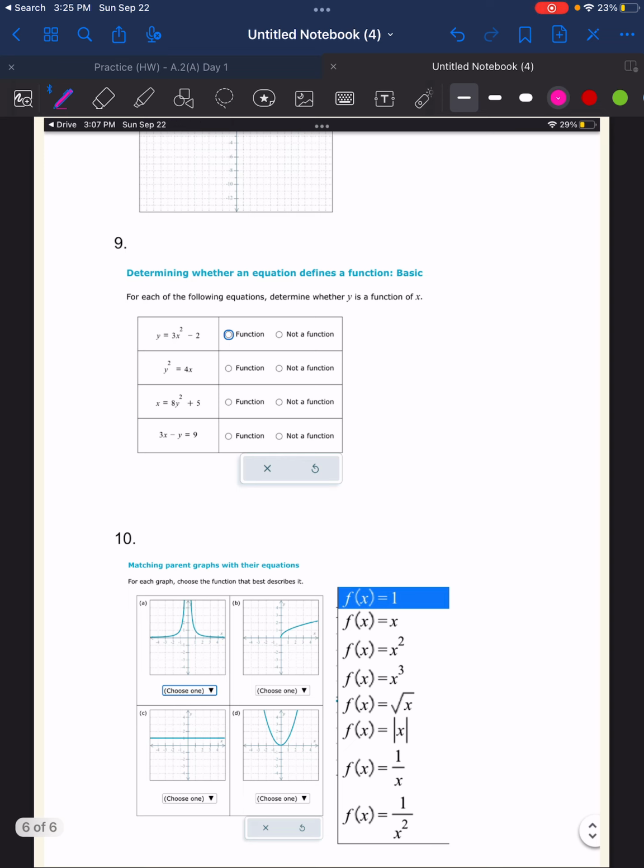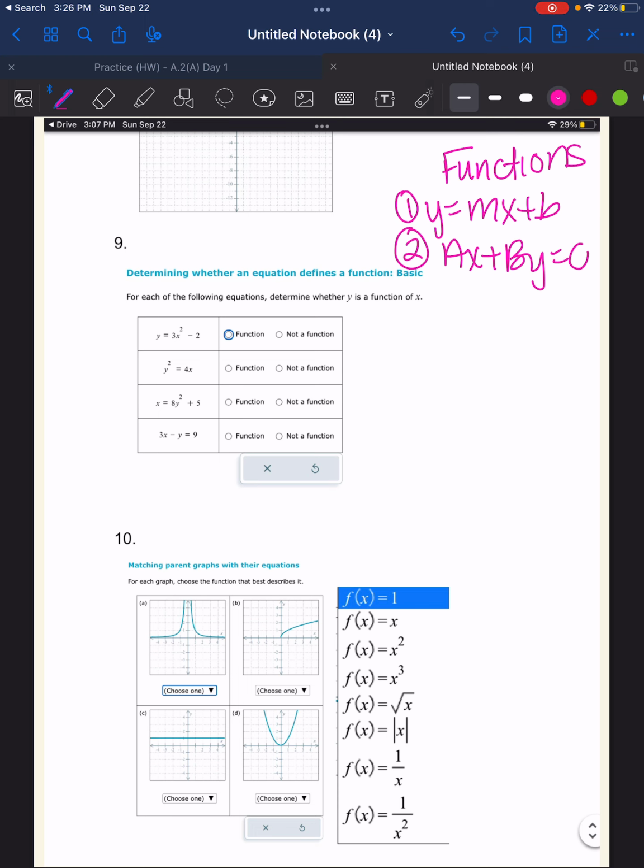We're on to 9 and 10. All right, it gets a little bit simpler. So on number 9, it's kind of like a matching game. I gave you 6 examples of functions and not a function. So these are going to be all of your functions. Pause the video so you can write them down. And then these are your not a functions.